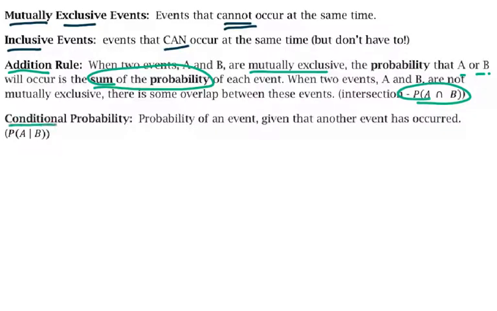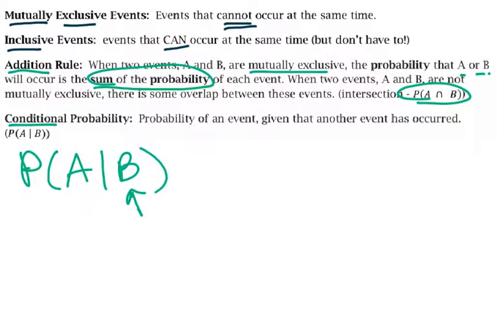A conditional probability is the probability of one event given that the other one has already occurred, and I mentioned that in the last lesson. But if you have probability of A given B, it means you already know that this happened, so however that affects A happening, that's going to have some bearing on the outcome.